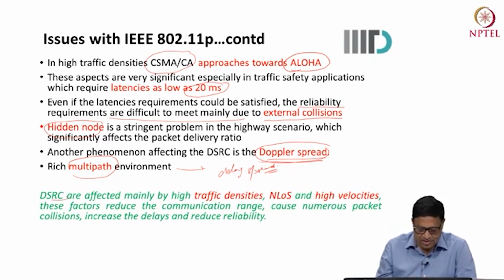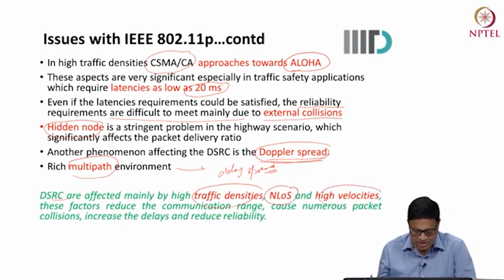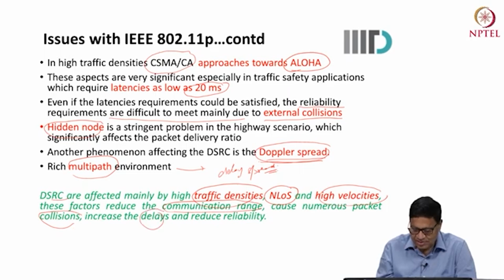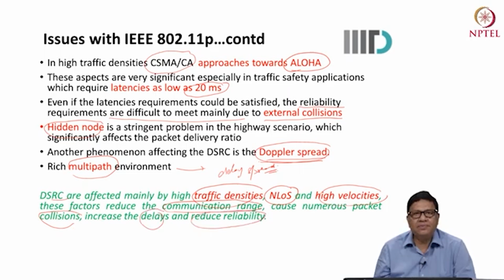So DSRC is affected by traffic densities, non-line of sight, and high velocities. These factors will reduce the total communication range, cause numerous collisions, increase the delays and reduce the overall reliability.